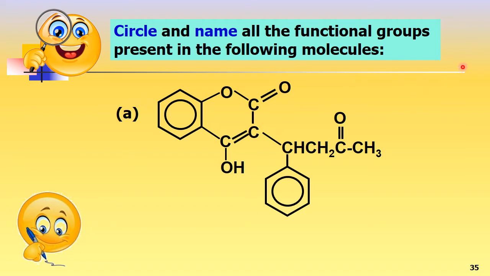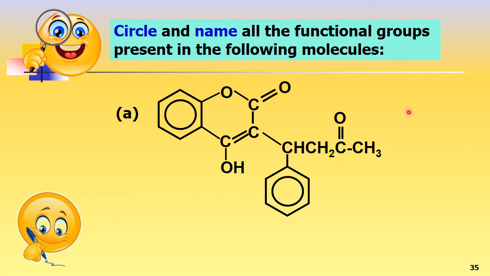This is a question on identifying functional groups that are present in a molecule. So the first molecule, it is a big one. So we have to look out for the functional groups and circle them. After that, name all the functional groups that have been circled.